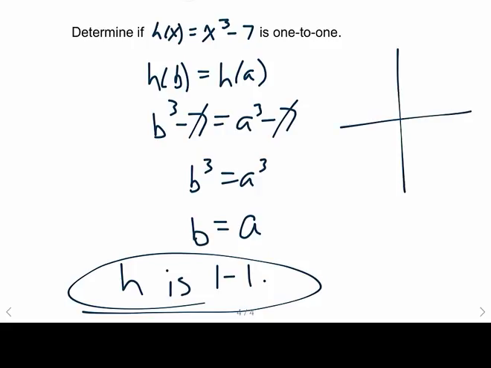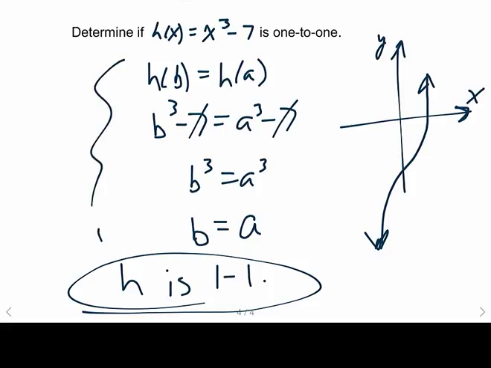Graphically, h is a cubic function that's been moved 7 units down on the y-axis, and so passes both the vertical and the horizontal line tests. And again, the graph is just confirmation. Your work would be the algebra that we just did.